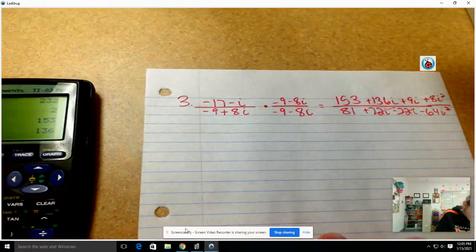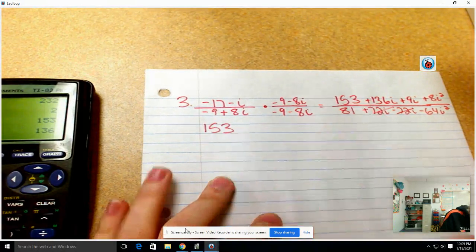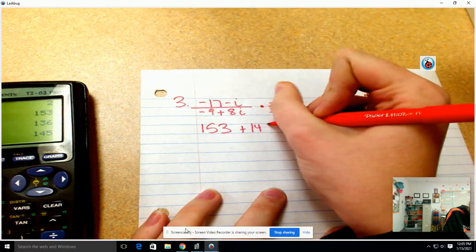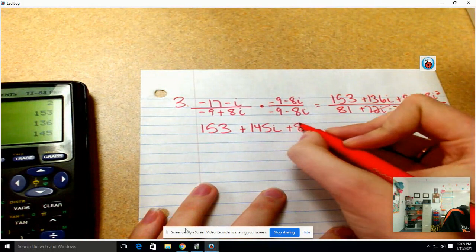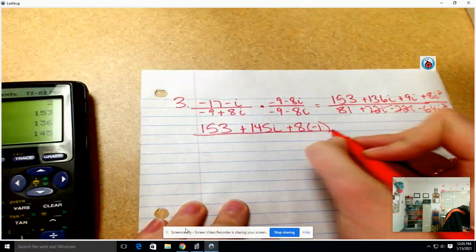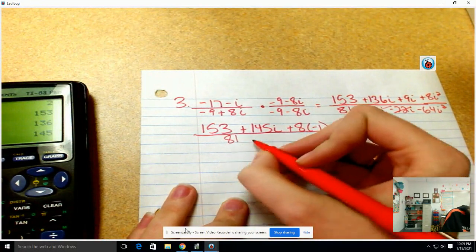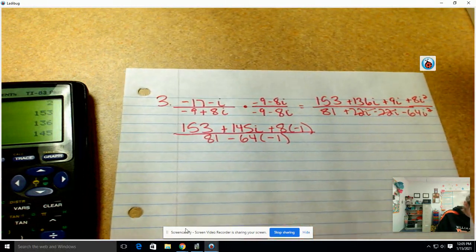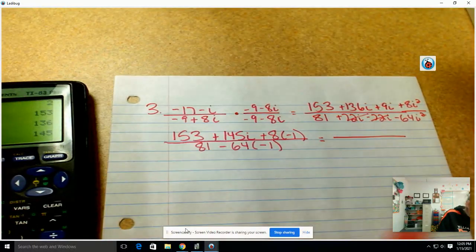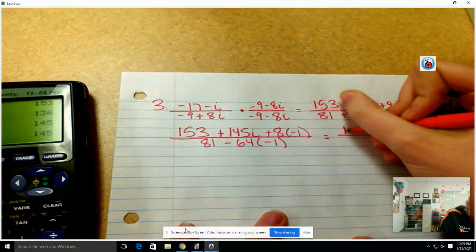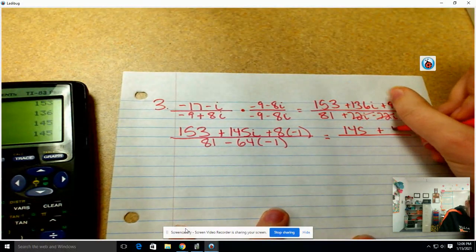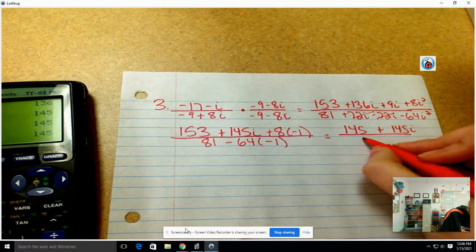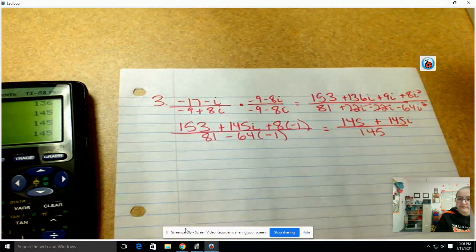Go ahead and start simplifying. Those are going to cancel. We're going to get 153 plus 145i plus 8 times negative 1 over 81 minus 64 times negative 1. Simplify one more time. We're going to get 153 minus 8, we're going to get 145 plus 145i. On the bottom, we're going to get 145. All right, that works out.